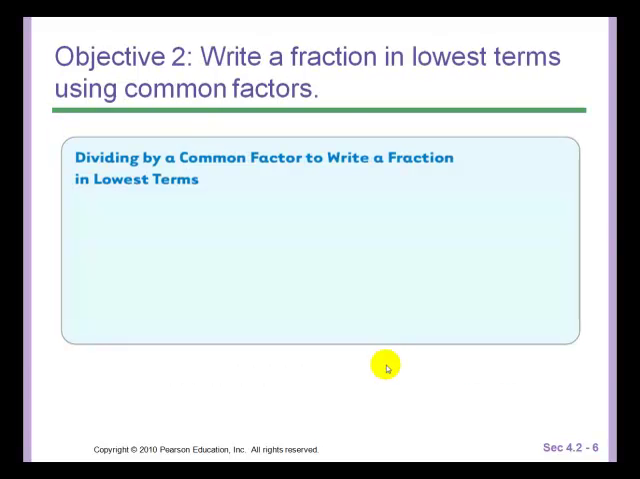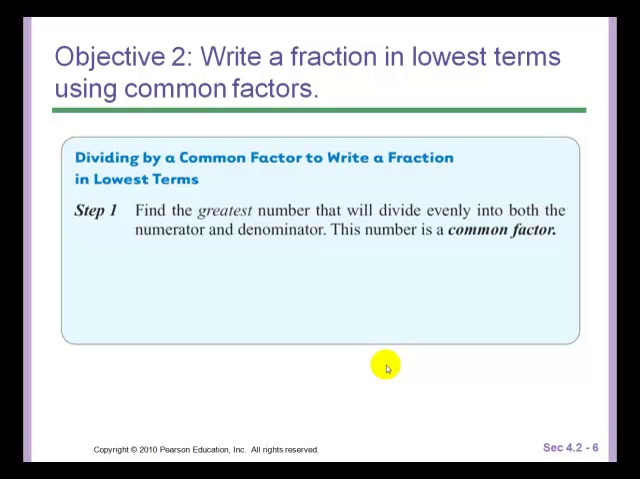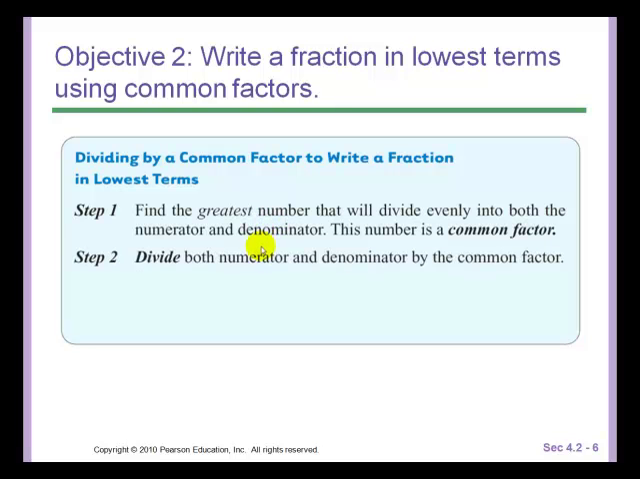So how do we write a fraction in lowest terms? There are two methods. The first method is dividing by a common factor to write a fraction in lowest terms. Your first step is to find the greatest number that will divide evenly into both the numerator and denominator. If you have found the greatest number, it is the greatest common factor. However, any common factor will work, as long as both the top and the bottom, the numerator and the denominator, have it in common.